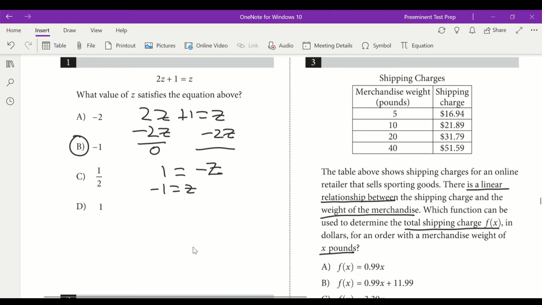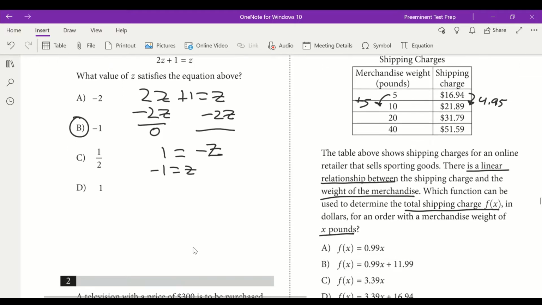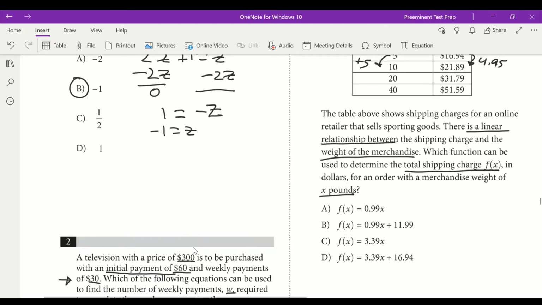So we know we go from 5 to 10, an increase of 5, and we go from 16.94 to 21.89, which is an increase of 4.95. So just looking at this, we know that if we were to go from 5 to 0, we'd go down about $5. We'd be right around 11 or 12. So we can look down here. This one doesn't even have anything here, so we know A is out. We know C is out because it doesn't have anything as a y-intercept, and we know at 0 there is still some left.